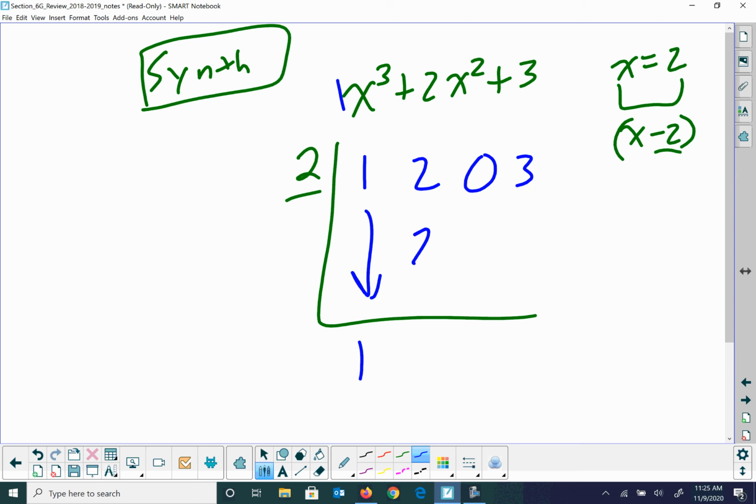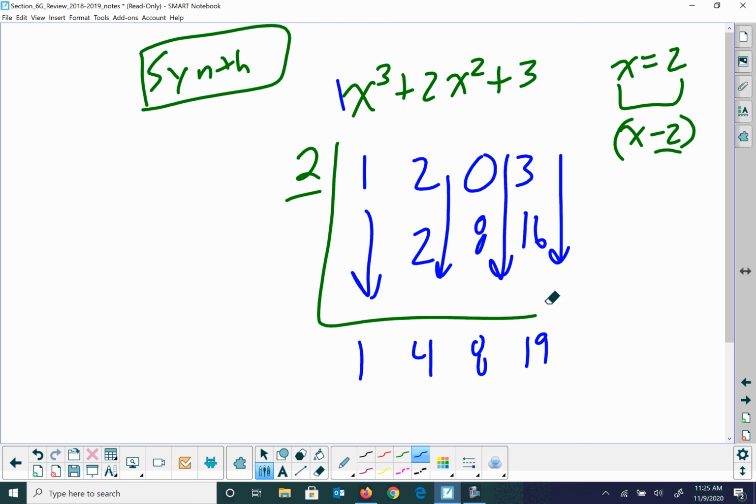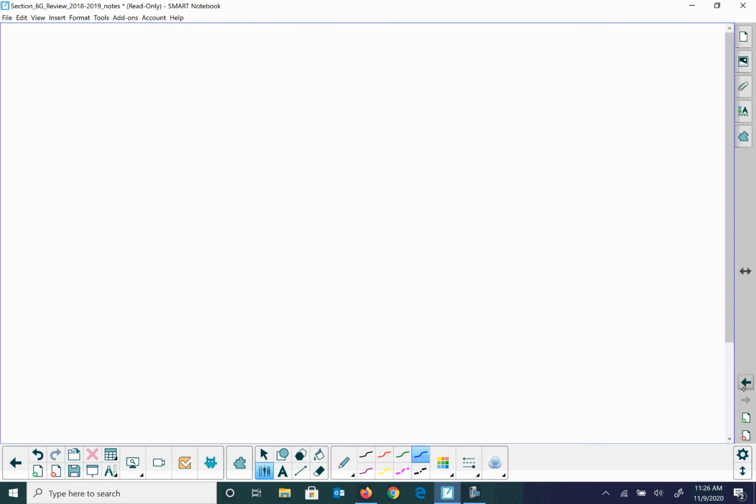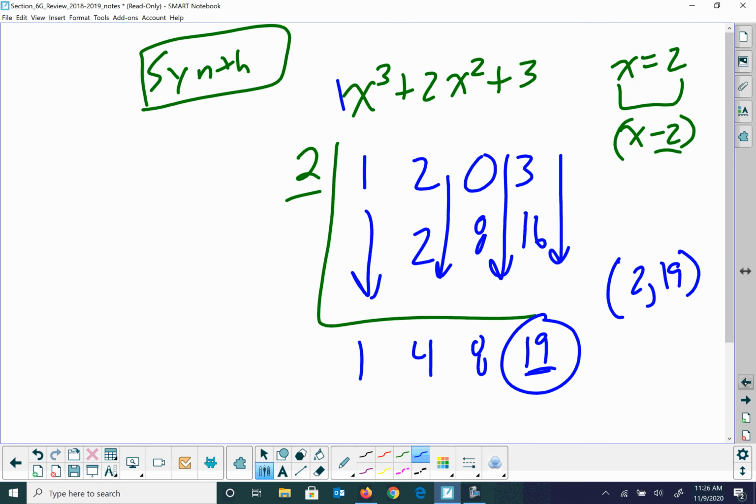1 times 2 is 2. Add those together. 4 times 2 is 8. Add those together. 8 times 2 is 16. Add those together. So this would be your answer. So that would technically mean that 2 comma 19 would be on the graph. That's kind of your remainder. Okay. Other things that you want to make sure we had, let me just go back and take a look.